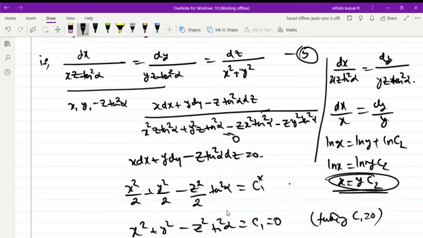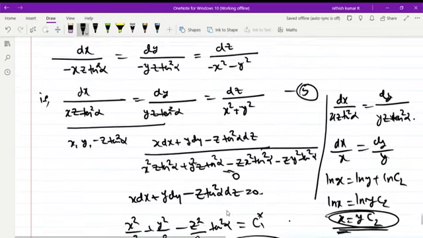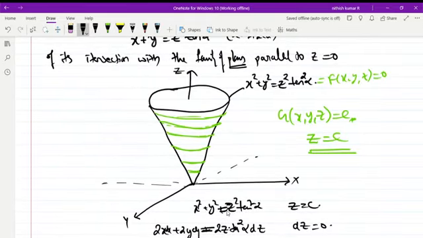So the orthogonal trajectories are formed by intersection of this equation and this equation. Now, what is this equation? This is nothing but our cone itself, and this equation, you got x is equal to y into c2. If you observe, if y is c2, x is 0, so these are lines passing through the origin. So if I draw it, I will draw this equation by red lines. They will be something like this.